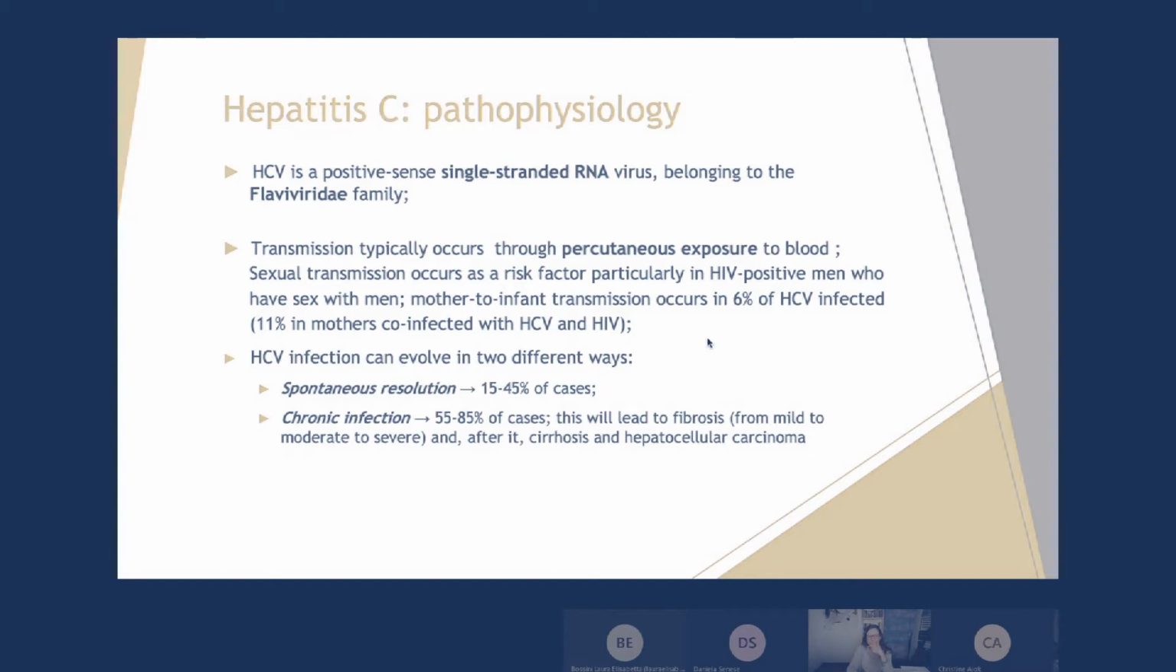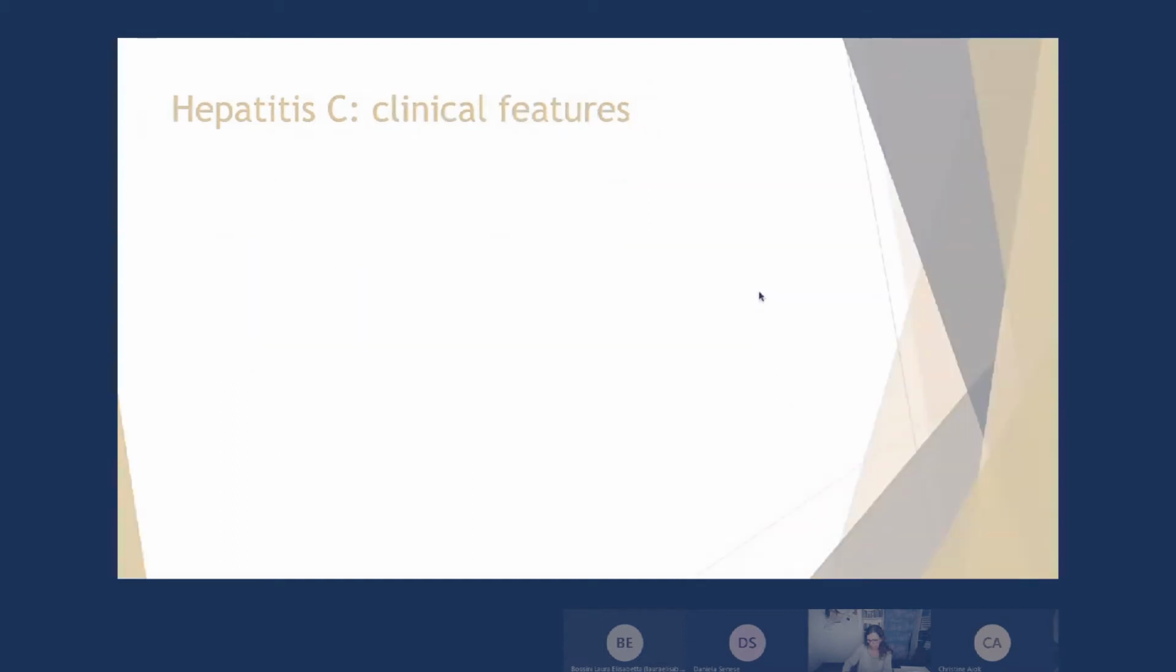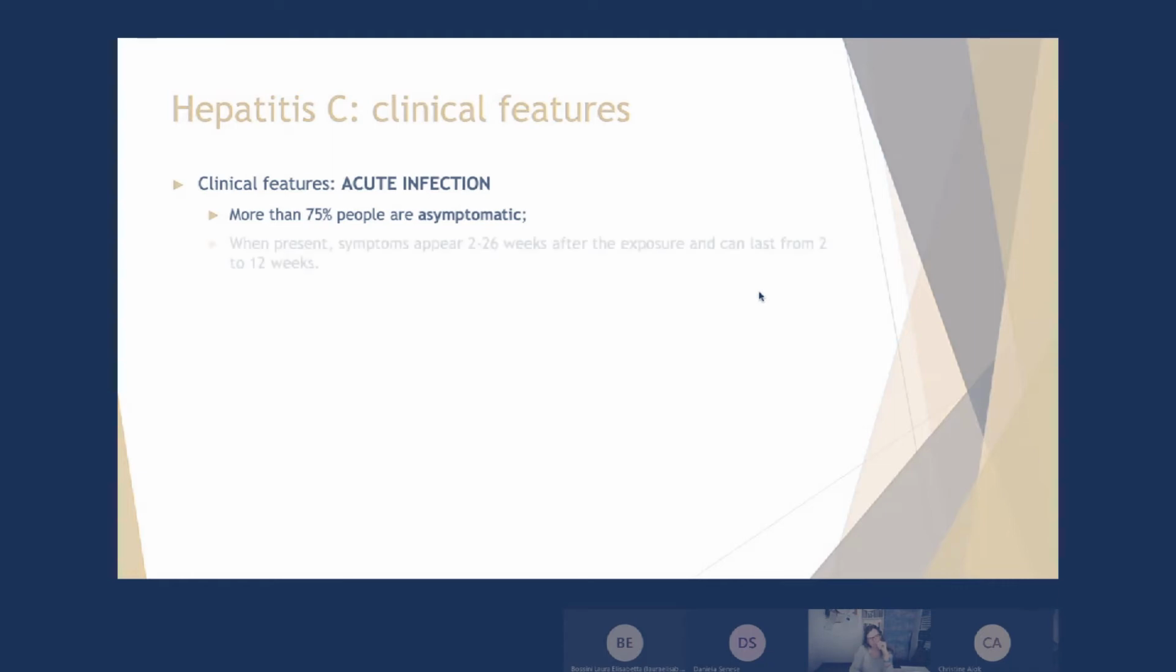This is important because in adults, HCV will lead to liver fibrosis and can also lead to the development of HCC, hepatocellular carcinoma. The clinical features of acute and chronic infection resemble those of other hepatitis viruses. In the acute infection, people are mostly asymptomatic, and someone may present, for example, with malaise or abdominal pain. These symptoms, if present, appear around 12 to 15 weeks after exposure and can last almost 3 months.